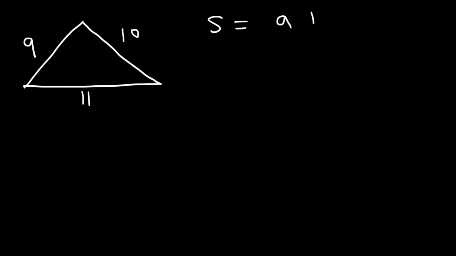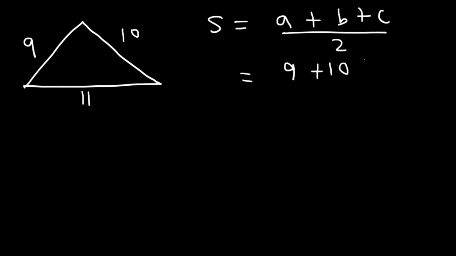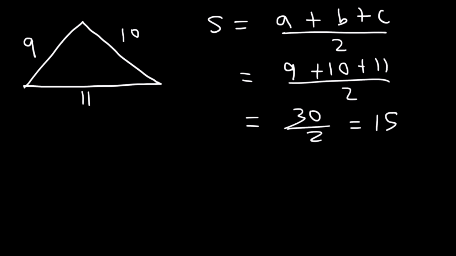How can we find the area of a scalene triangle? Let's say this is 9, 10, and this is 11. So this is not a right triangle, and we don't have any angles. What can we do to find the area of a triangle if we're given all three sides? The first thing we need to do is find s, which is 1/2 of the perimeter of the triangle. So it's going to be 9 plus 10 plus 11 divided by 2. 9 plus 10 is 19, 19 plus 11 is 30, and 30 divided by 2 is 15. So that's the value of s.